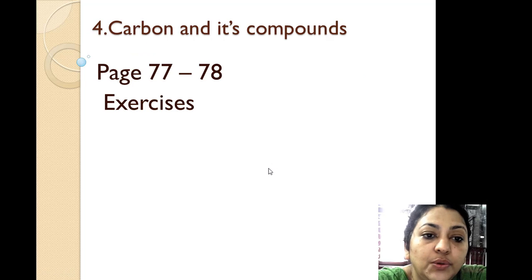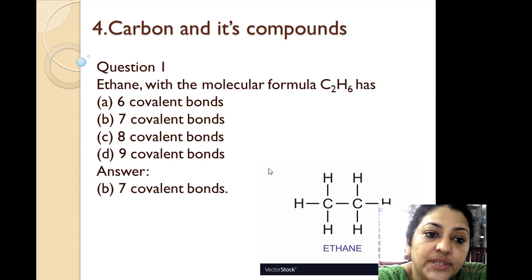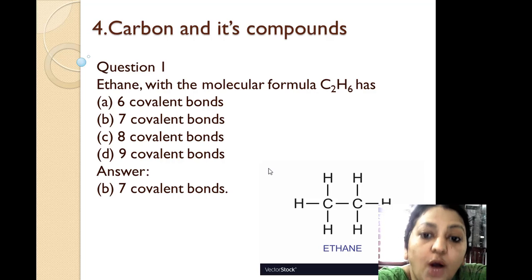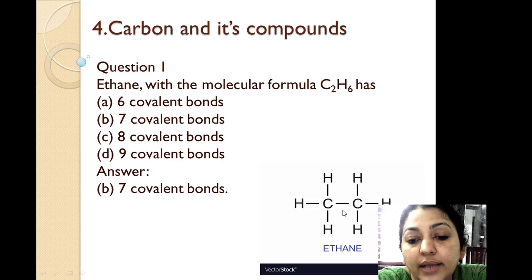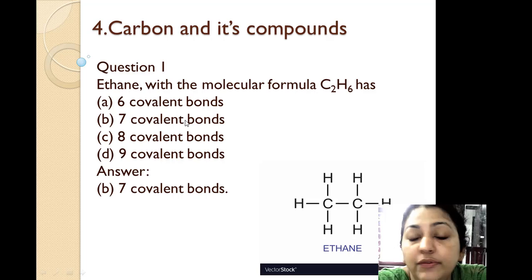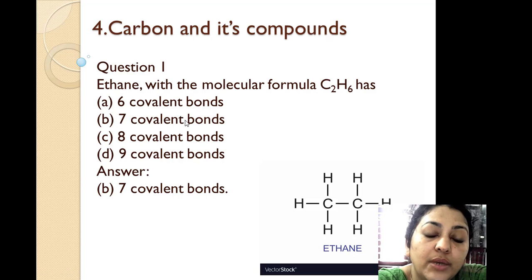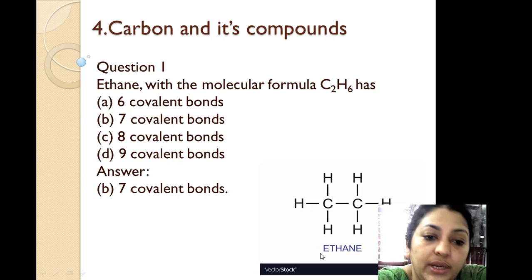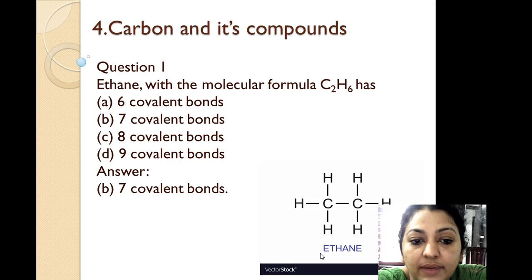Now we will move to page number 77 to 78 exercises. Here is question number 1. Ethane with the molecular formula C2H6 has how many covalent bonds? So just draw the structure and count the covalent bonds. Each line represents one covalent bond. See here 1, 2, 3, 4, 5, 6 and 7. So 7 covalent bonds are there. So if you are asked to write the number of covalent bonds in any molecule, just draw the structure and count the number of covalent bonds. Clear? Here it is 7 covalent bonds.